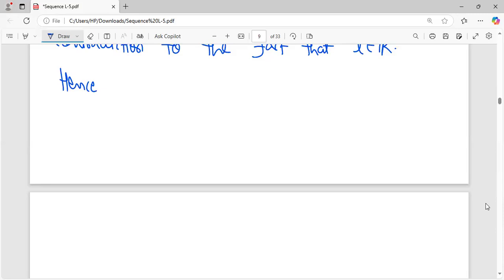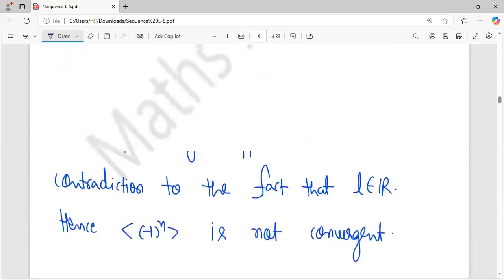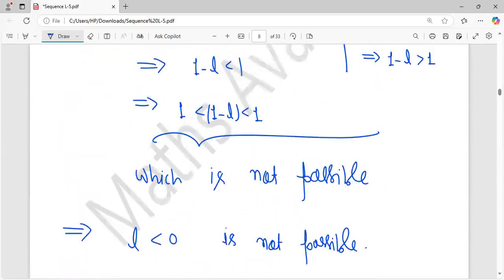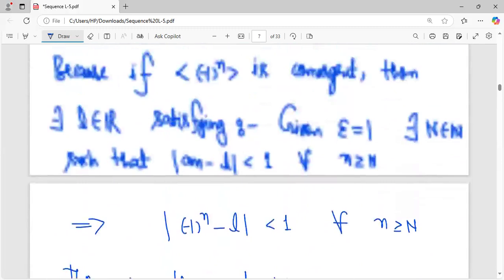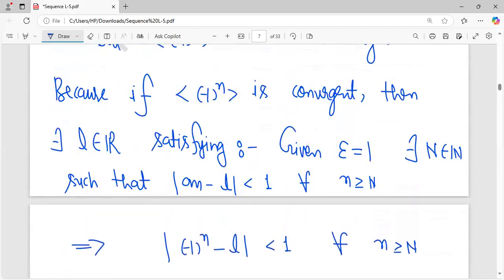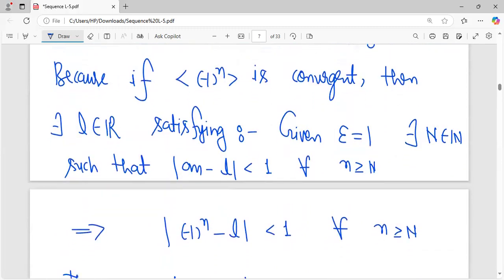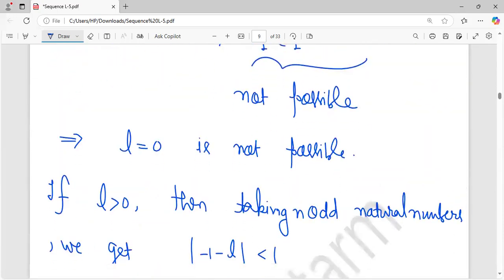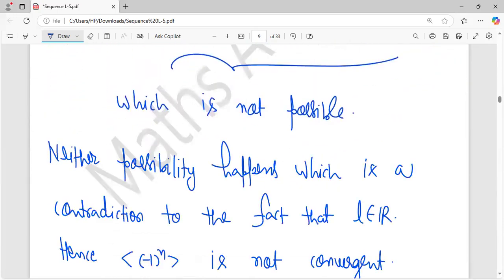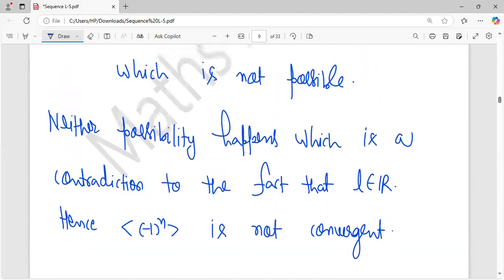Hence this sequence is not convergent. Therefore, we have found an example where the sequence is bounded but not convergent. So a bounded sequence will not necessarily be convergent. There will be some sequences which are bounded and they will be convergent also, because a convergent sequence is always bounded.